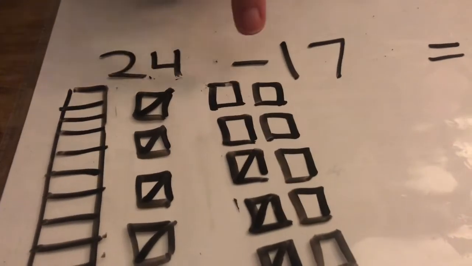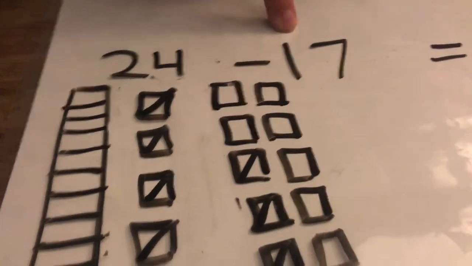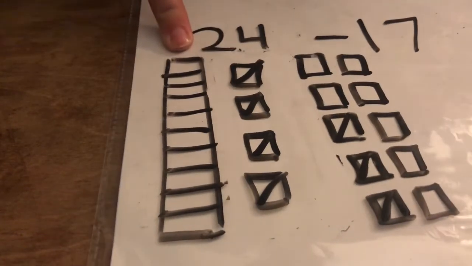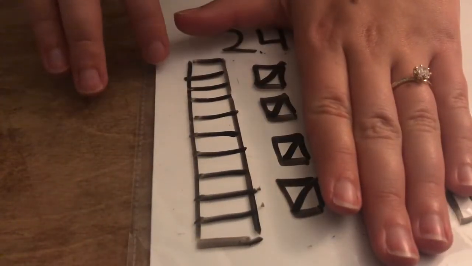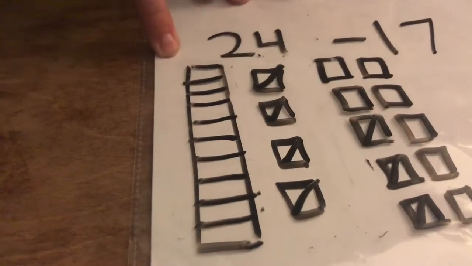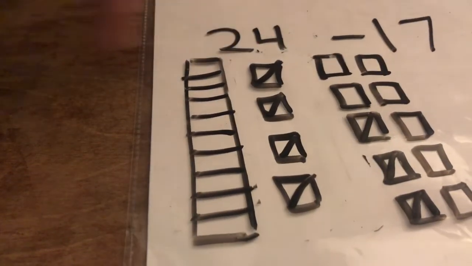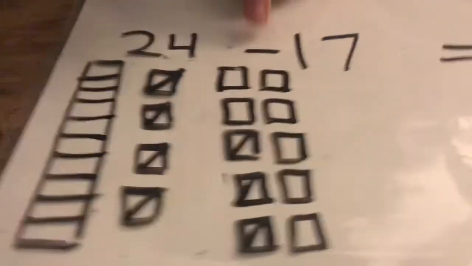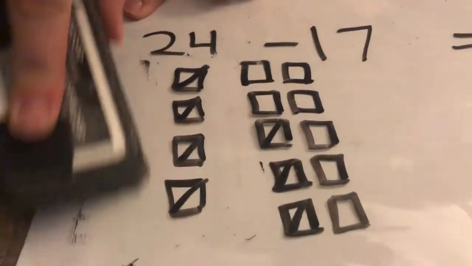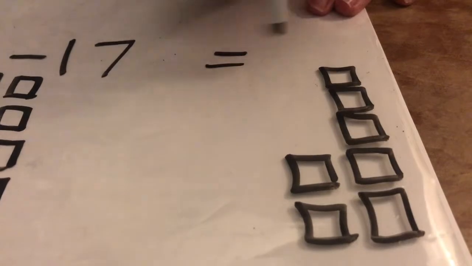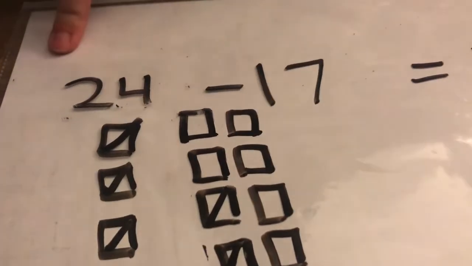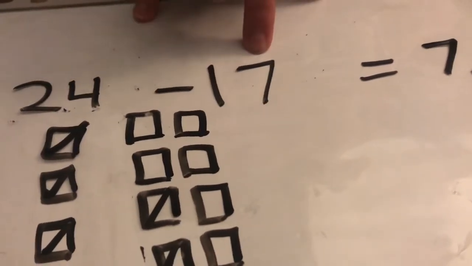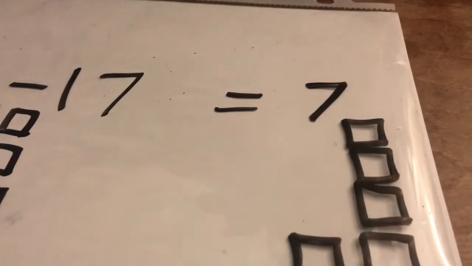So we still need to take away, minus is take away, 1 10. All we have left is 1 10. We already took care of those, so those are gone. 1 10 minus 1 10. Here, if I take all of these away, because that's what this tells me to do, I'm left with no 10s. So this is our answer. 1, 2, 3, 4, 5, 6, 7 ones. 24, or 2 10s and 4 ones, minus 1 10 and 7 ones, or 17, equals 7, or 7 ones.